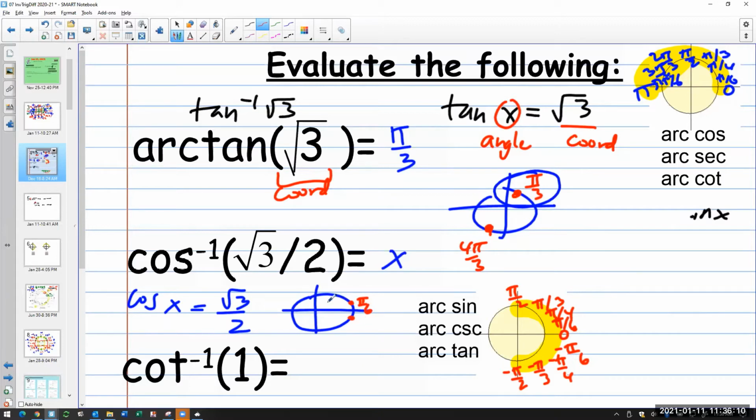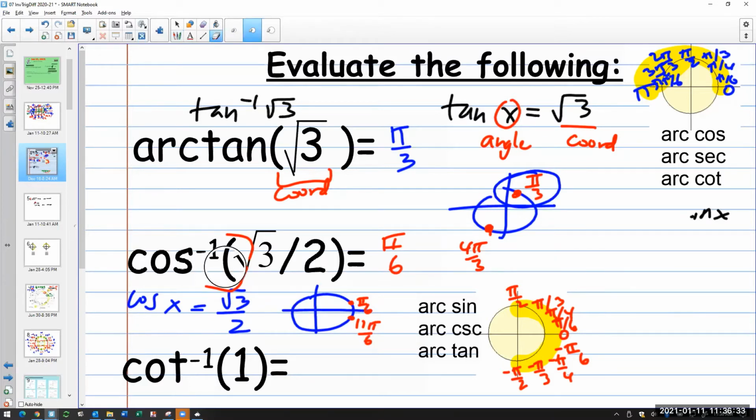But guys, think about it, this is an arc cosine problem. I know it says cosine, but it's really an arc cosine problem. Look at your arc cosine. You can only choose between these answers. What is your answer going to be? Pi over 6. So even though it looks like it could have been 11 pi over 6, you can't choose that one.